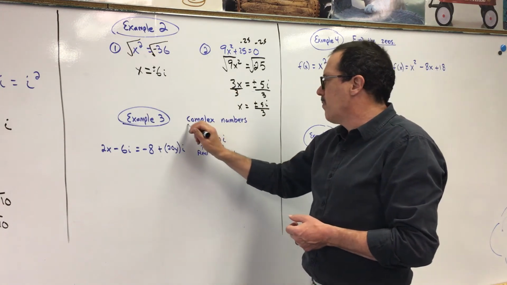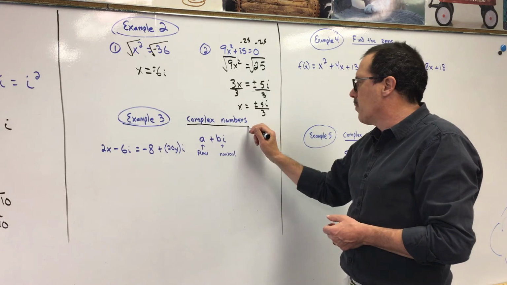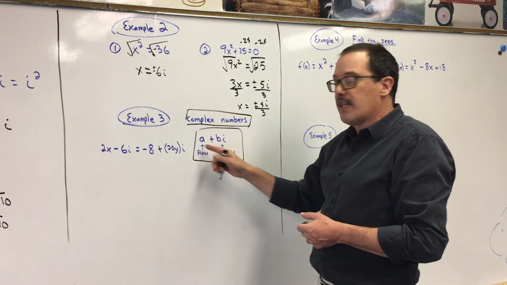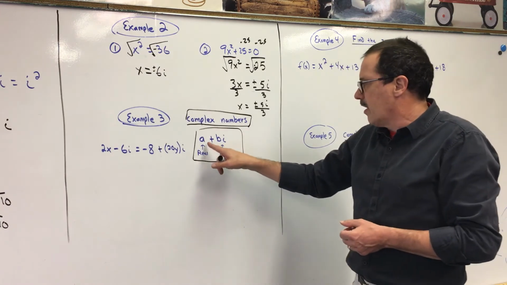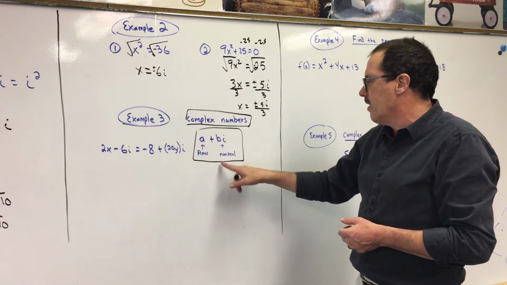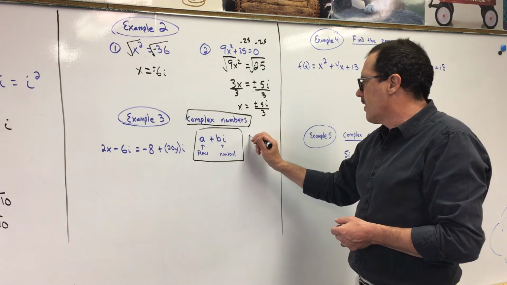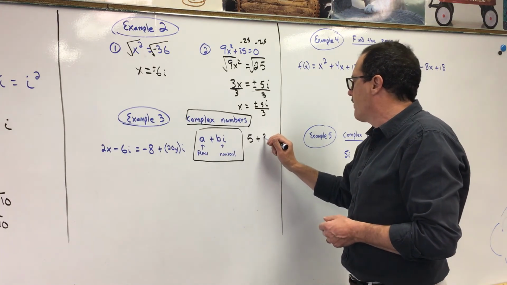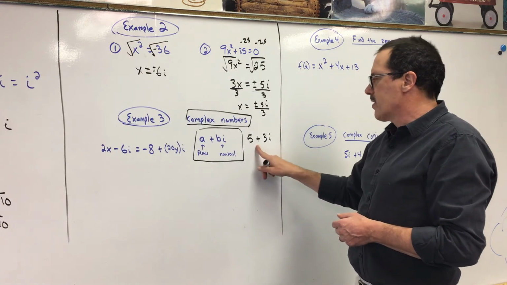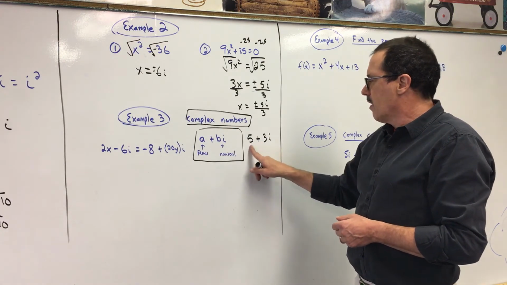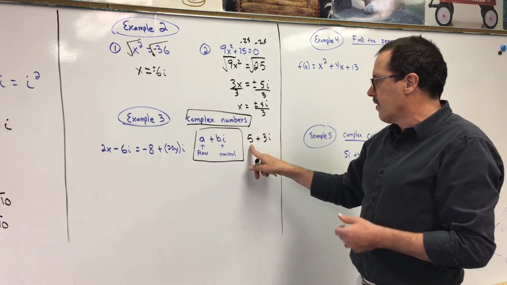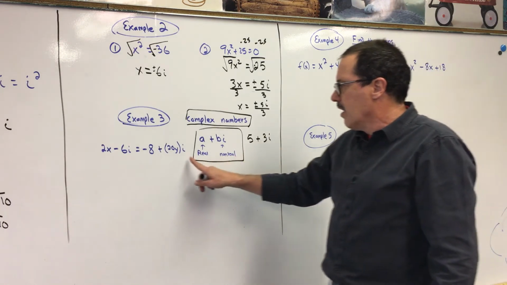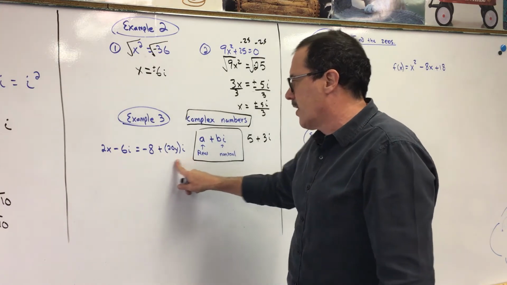Example 3 is complex numbers. This one's a little bit weird. This is very important. This is used a lot in the chapter ahead. It'll be in the form of a plus bi. So if I gave you an example like that, it would be 5 plus 3i. That would be considered a complex number. The first one, which is a, is your real number, like normal, and then 3i is your non-real number because it's imaginary.